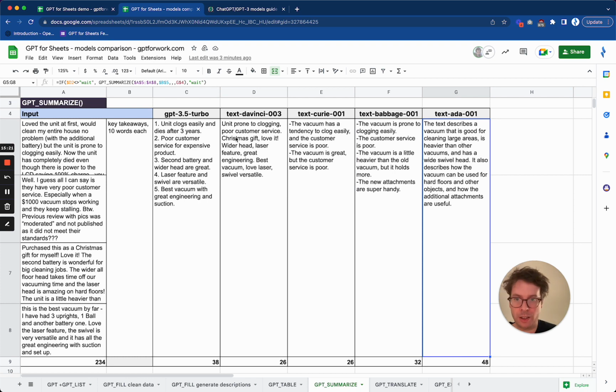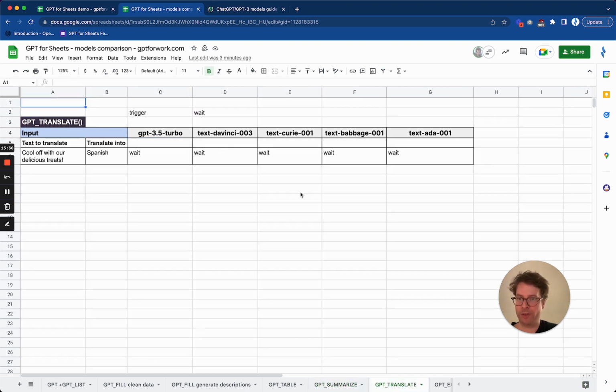So only ChatGPT does a good job here. So choose GPT 3.5 Turbo to summarize. Let's move to translation. So here I want to translate this small tagline here, and let's go.